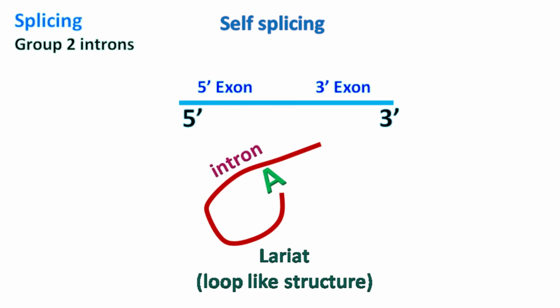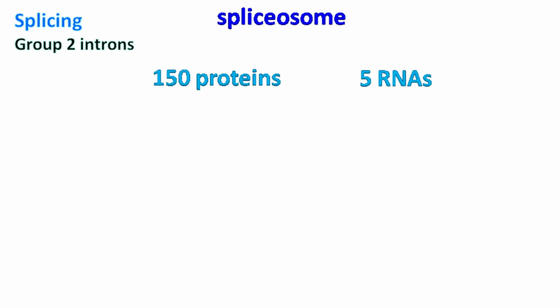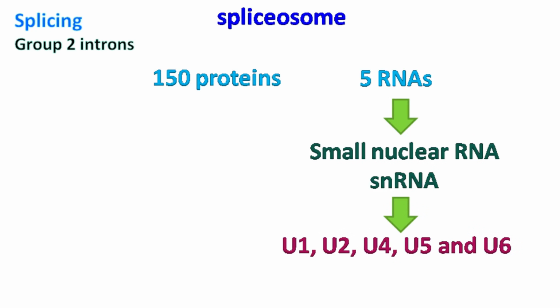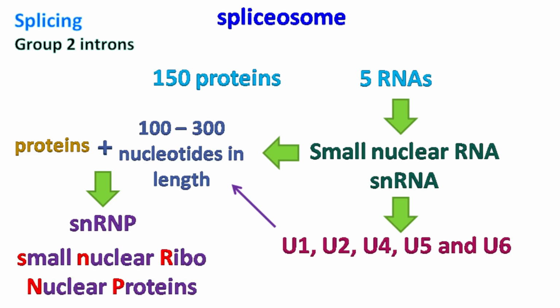Now, besides the self-splicing mechanism, the splicing of group 2 introns can also be mediated by other proteins and RNA, which is known as the spliceosome. This complex consists of 150 proteins and 5 RNAs known as small nuclear RNAs or snRNAs. These 5 snRNAs are designated as U1, U2, U4, U5, and U6. Each of them can be 100 to 300 nucleotides long and is attached to several other proteins. These RNA-protein complexes are termed snRNPs or SNRPs, small nuclear ribonucleoproteins, and all of them together carry out the splicing reaction.